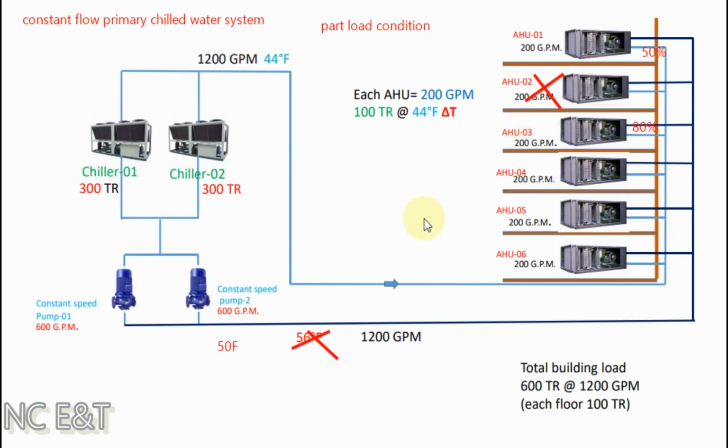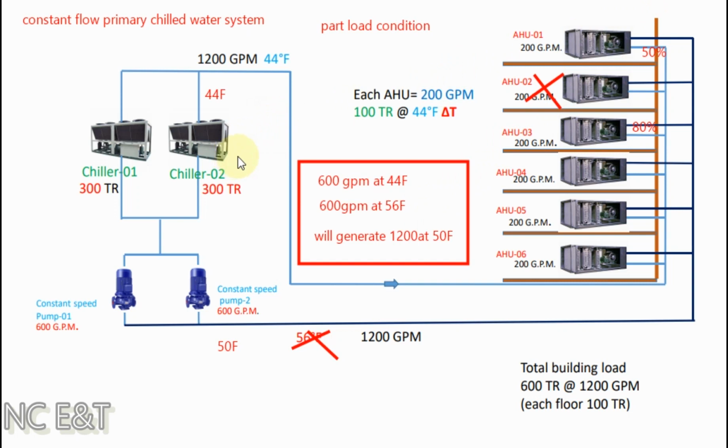So we have seen in a constant flow primary chill water system, even at part load condition, we must maintain a constant flow of chill water throughout the network. And to keep this constant chill water flow throughout the system, we must run the constant speed pump continuously, and it will cause the wastage of power even at part load condition.